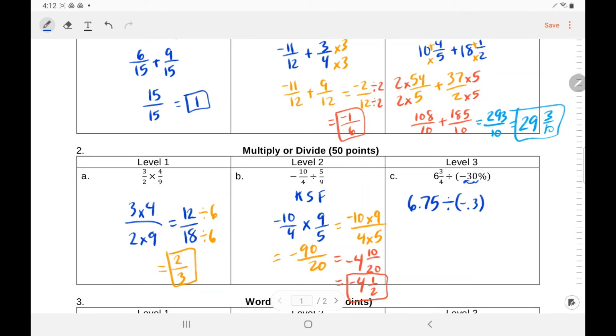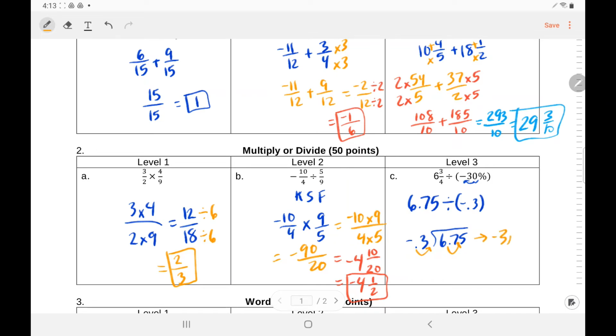Okay, so you have 6.75 divided by negative 0.3. Remember, there's more than one way of doing this. You can change these into percents. You can also change these into fractions. So 6.75 divided by negative 0.3. We can move the decimal over once for both of them. So we have 67.5 divided by 3.